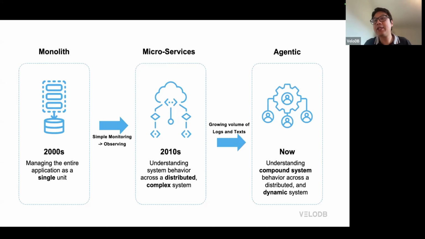And this problem is actually getting worse with agentic AI because as you're adding more components, more dependencies, more metrics, logs, and events that you have to measure, the problems that were introduced during the microservice days are just getting amplified. You have more text data, more events that you have to ingest, and more metrics to look at.